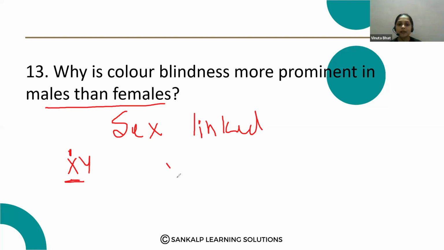there is a chance that the male will be color blind. But the females have two X chromosomes. Because of that, if the gene present in one X chromosome is defective, another will be there. So because of that, males are affected more prominently than females. Okay, so that is the reason.